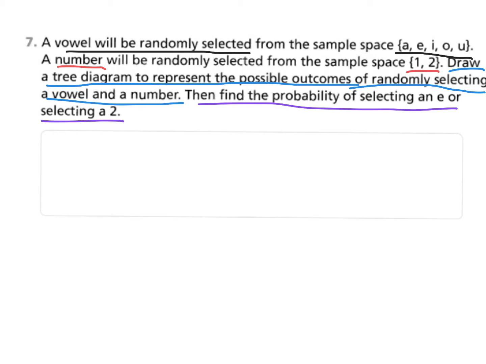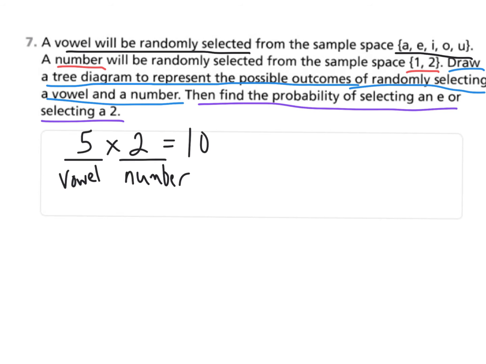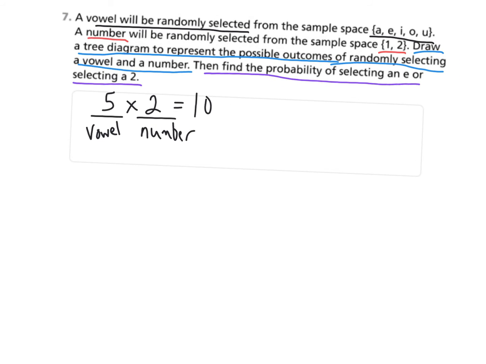Before we do the tree diagram, if you want, we can do our fundamental counting principle or our multiplication counting principle. We're going to have a vowel and we're going to have a number. For the vowel, we've got 5 options. For the number, we've got 2 options. If we multiply, that's 10 options. So we should have 10 options altogether here.